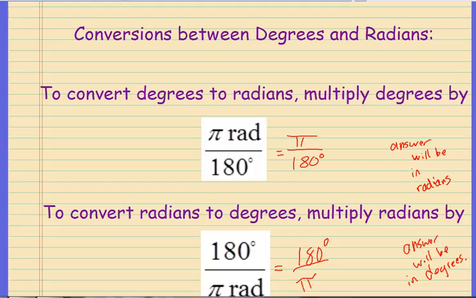Two simple formulas, guys. All you really need to know is: how do I go from degrees to radians? You just multiply by pi over 180. My answer will be in radians. How do I go from radians to degrees? Multiply by 180 over pi. My answer will be in degrees.